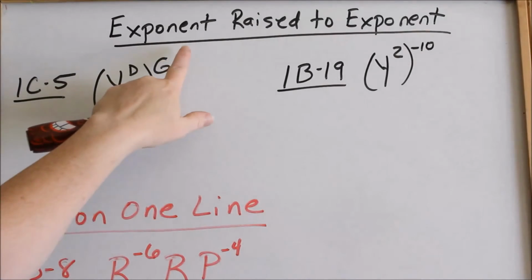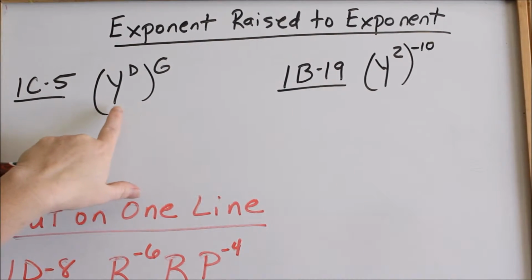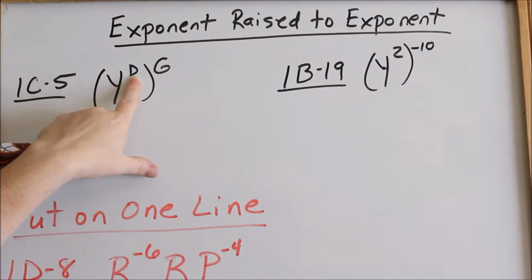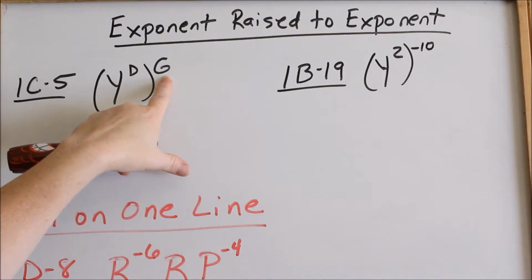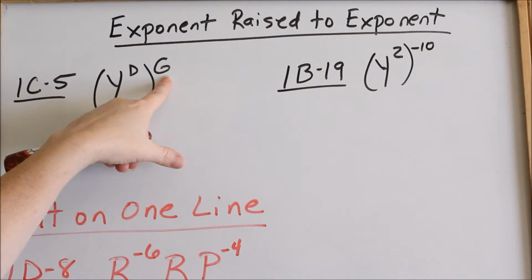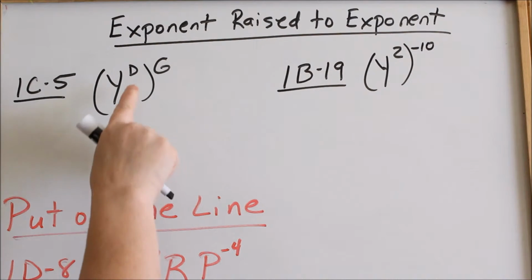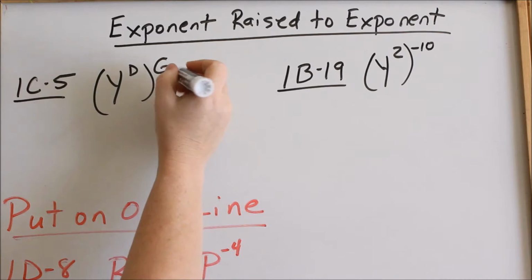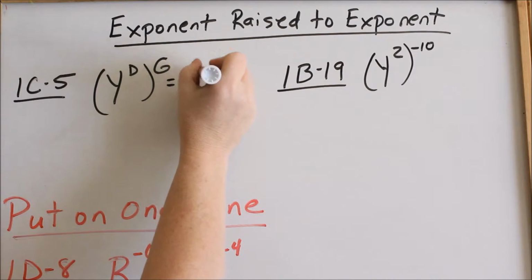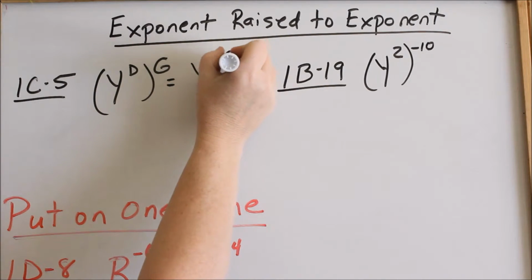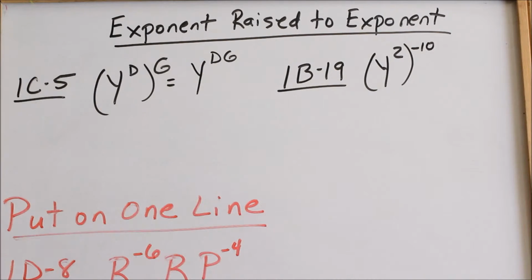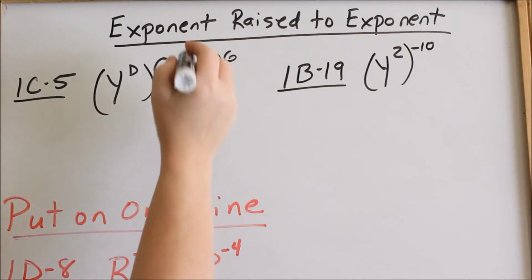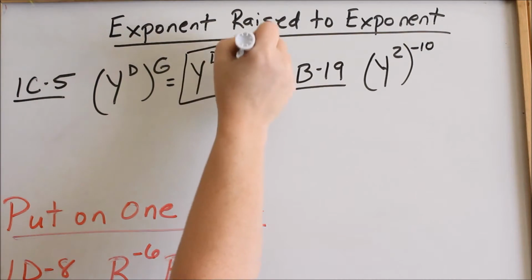Alright, now we're going to do an exponent raised to an exponent. You have y to the d raised to the g. When you have an exponent raised to an exponent, you multiply your exponents. So here we just multiply d times g. To write that, we say y to the d times g. When you write your letters together, that implies multiplication. So that's it. I can't do anything else with that.